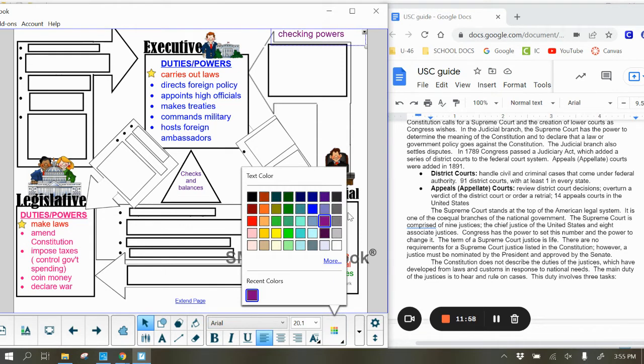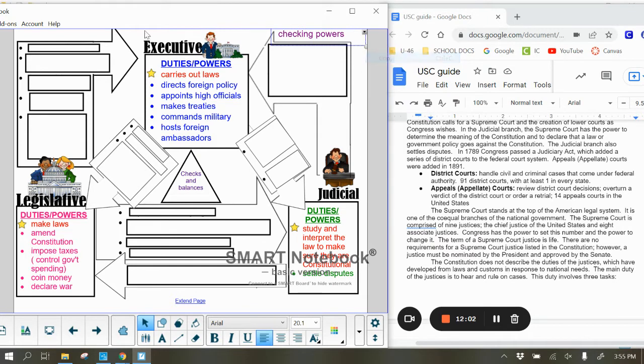Make it a different color, checking powers. And these are checking powers. So you don't have to put this on every single arrow that there is. But just know that all of these arrows are what we call the checking powers. These are their regular powers that they just have as that branch. And then those are the checking powers.